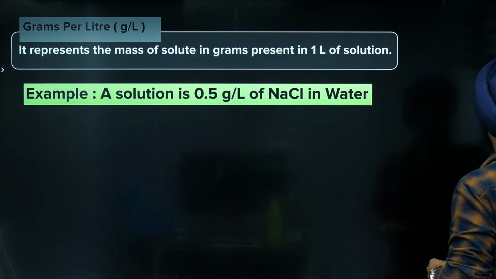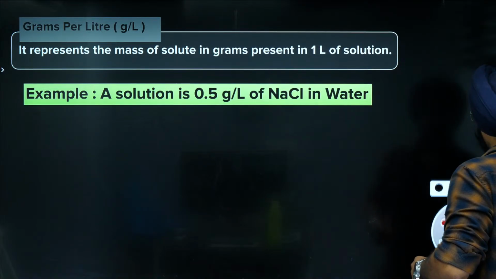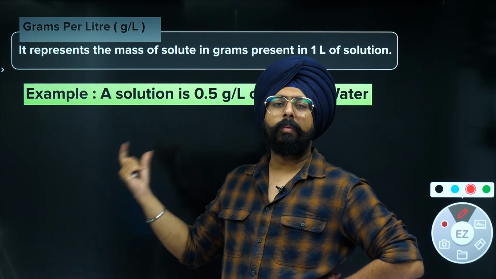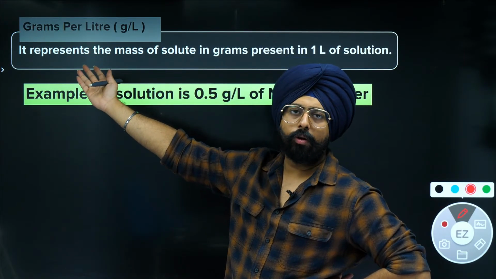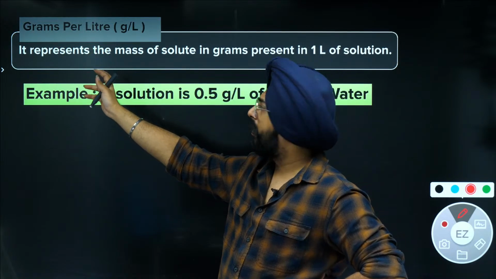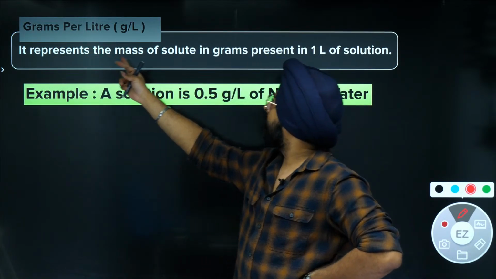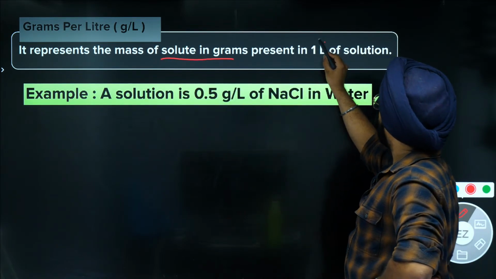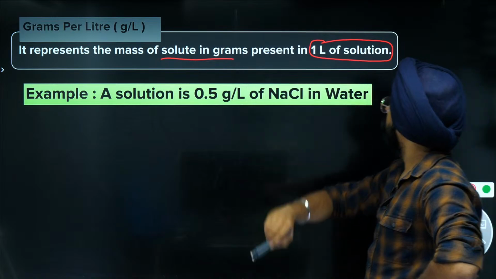Grams per liter. If you notice carefully, it's very similar to percentage weight by volume. So let's read what this is. It represents the mass of solute in grams present in 1 liter of solution.